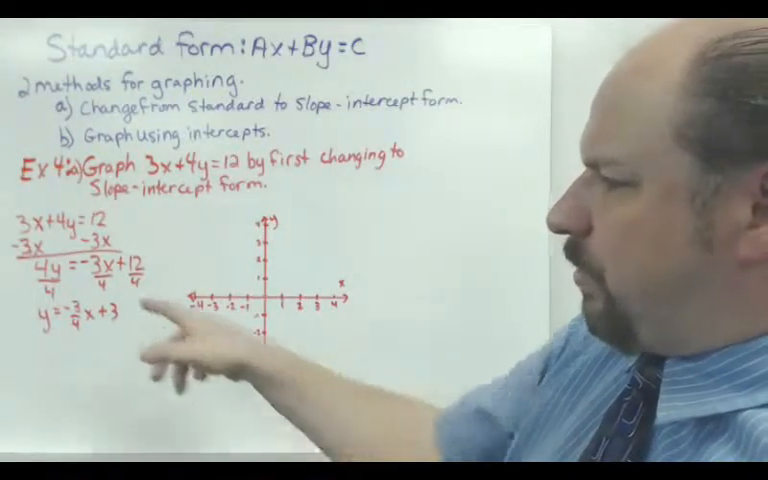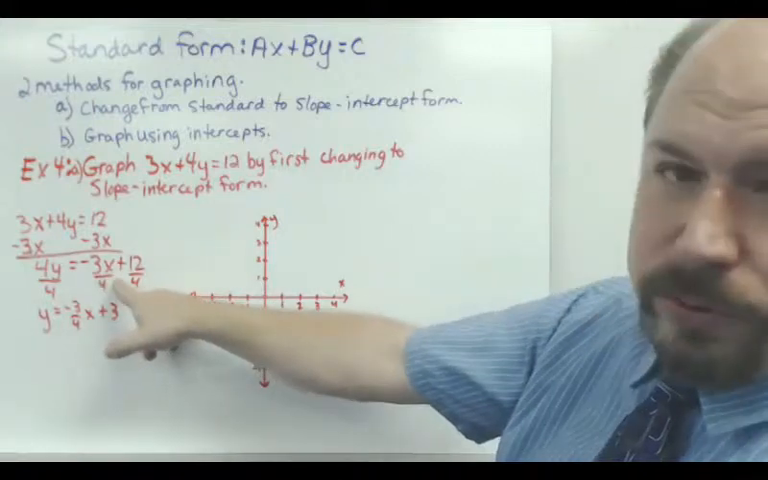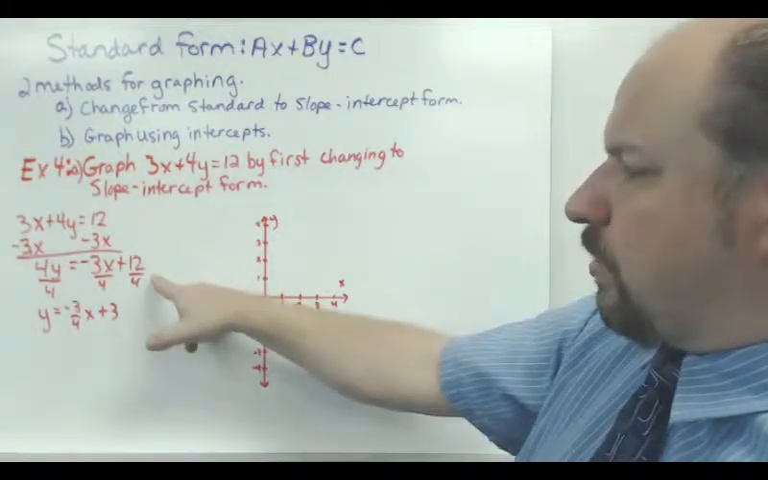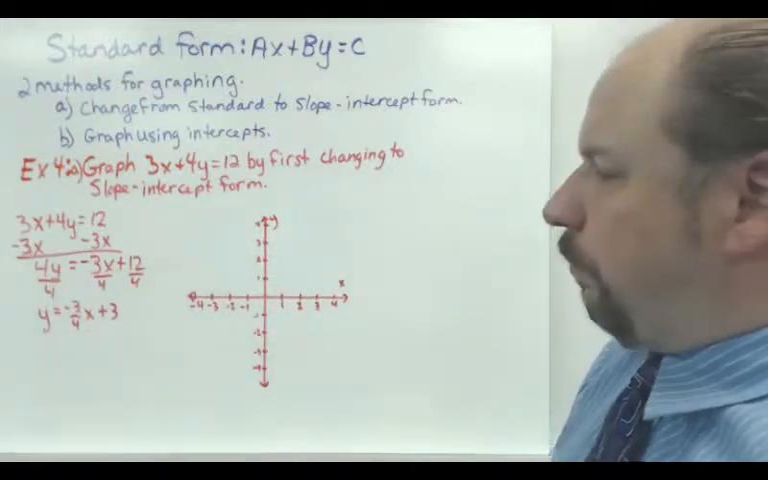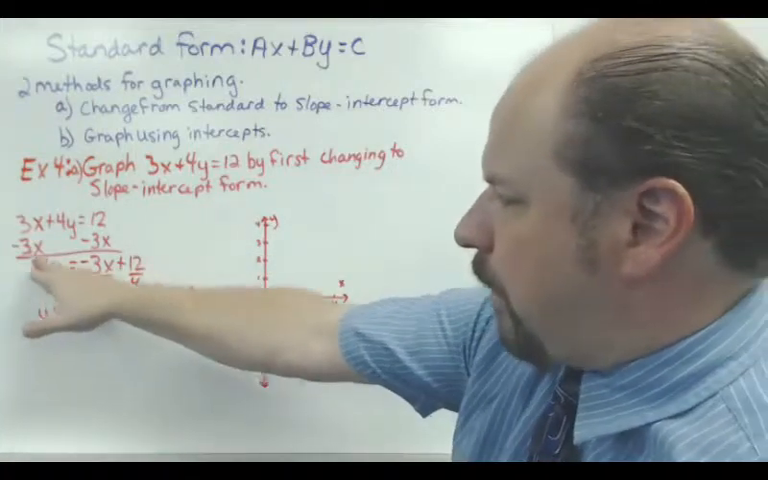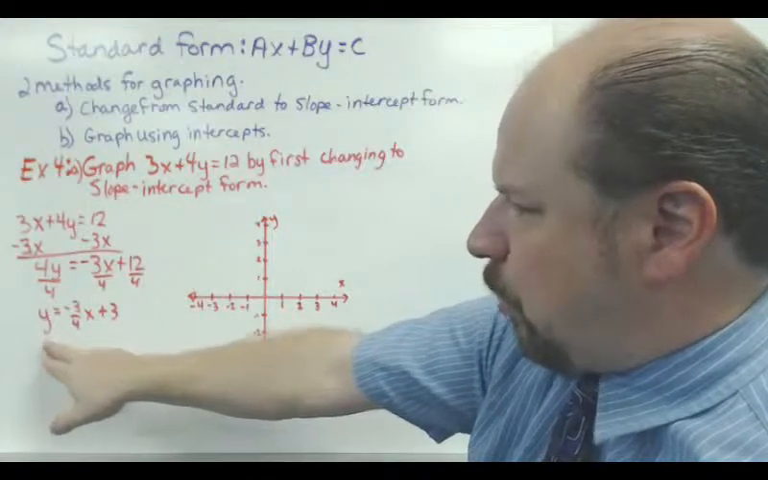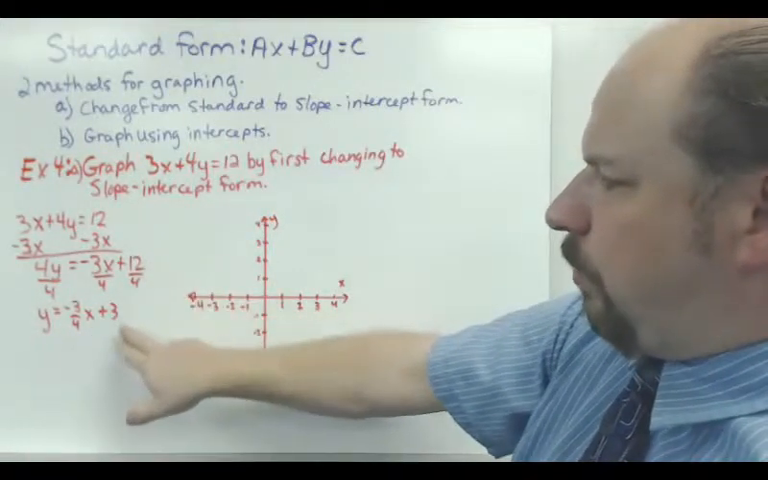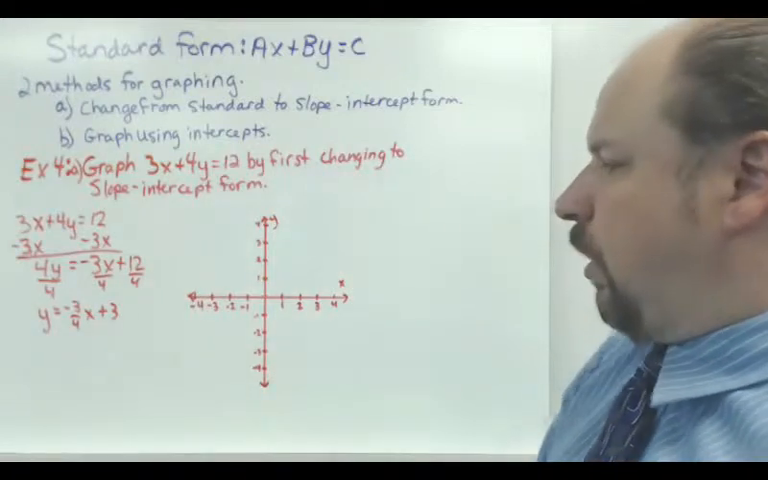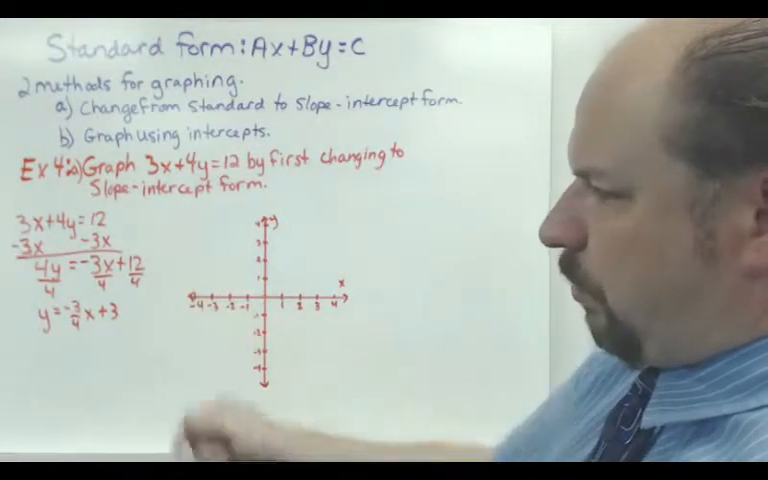There is a temptation for some students just to divide the first thing they see by 4, or sometimes the last thing by 4, but we have to divide everything by 4. Okay, and when we do that, the 4's cancel here, leaving us just y equals negative 3/4 x, and 12 divided by 4 is 3. Okay, so now it's in slope-intercept form.